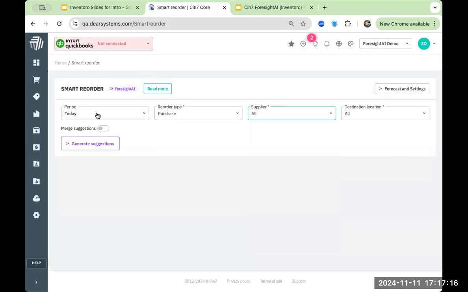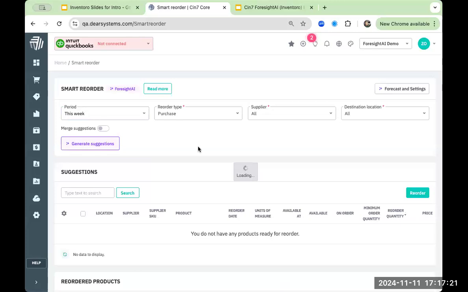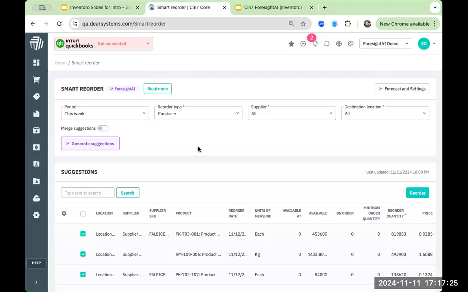So in this case, I'll keep it really simple as a purchase for this week, and then I will generate suggestions. And I want you to think about the time that it takes you right now, maybe in Excel land, to be coming up with that reorder. All I had to do was click that button. So you can see, huge, huge time save.